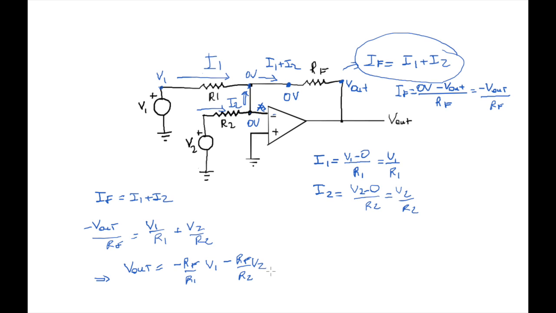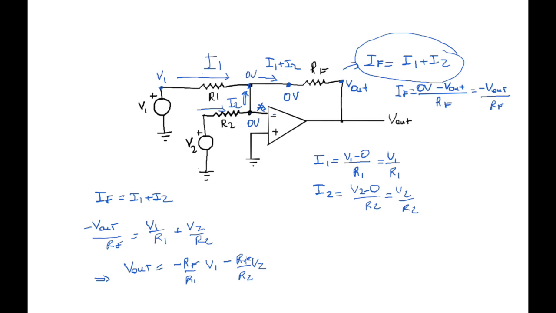And as you can see in this case, by changing the values of RF, R1 and R2, I can have different coefficients in front of V1 and in front of V2. So the utility, the function of the circuit is to calculate a weighted sum of V1 and V2. Output is basically a weighted sum of V1 and V2.